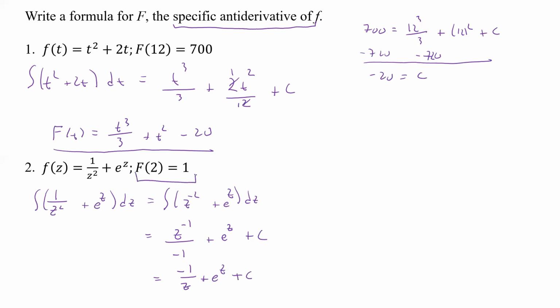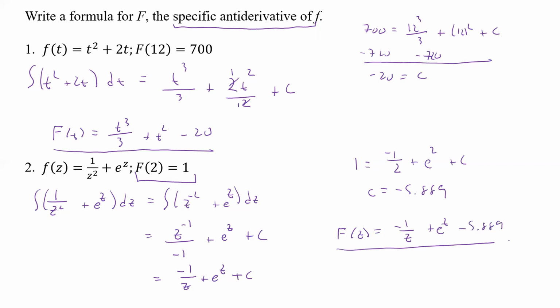Now, we're given this. So now we have to say, okay, well, 1 is equal to negative 1 over 2, plus e to the 2, plus c. So we're going to figure that out. A negative 0.5 plus e squared equals that, and 1 minus that gives c equals negative 5.889. And so our specific antiderivative f of z is negative 1 over z plus e to the z minus 5.889. And that would be our final solution there. Okay. So again, learning those antiderivatives is really going to help you be able to solve these problems. All right, so let's stop there and we'll come back for more.